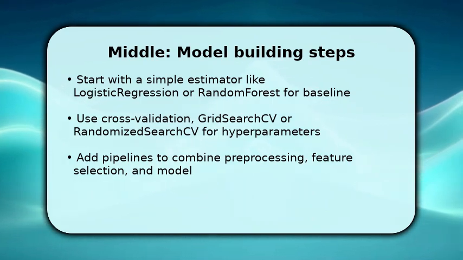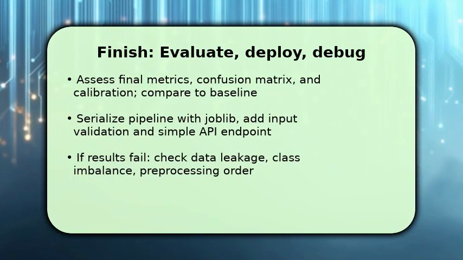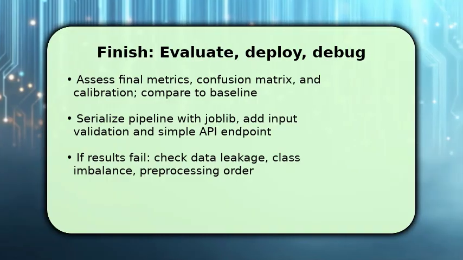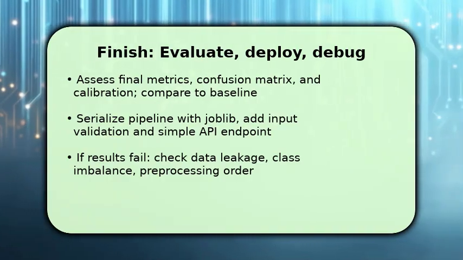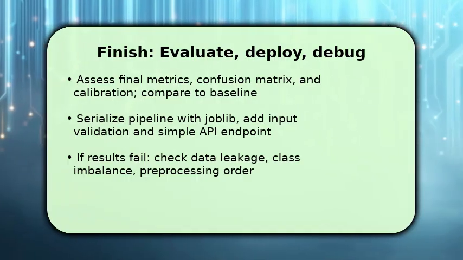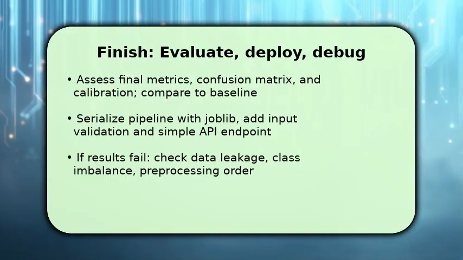You finish by computing final evaluation metrics and visual checks, such as a confusion matrix or calibration curve, so you understand real-world behavior. Once satisfied, serialize the full pipeline with joblib and expose a minimal API that validates inputs, because deployment requires the same transforms used in training.